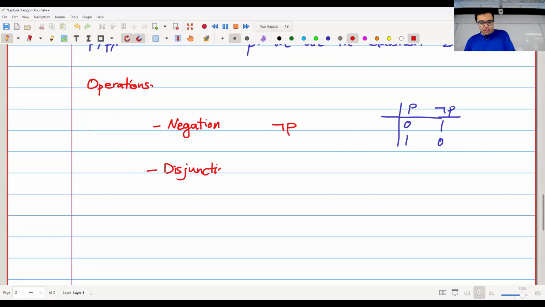Now, disjunction is basically the same as OR. So I can write something like this. This is the disjunction of P and Q, or again, to be nicer, we just say P or Q. And what it means is that at least one of P and Q holds. Now, it doesn't mean that exactly one of them holds. It means that at least one of them holds. So it's possible that both of them are true.